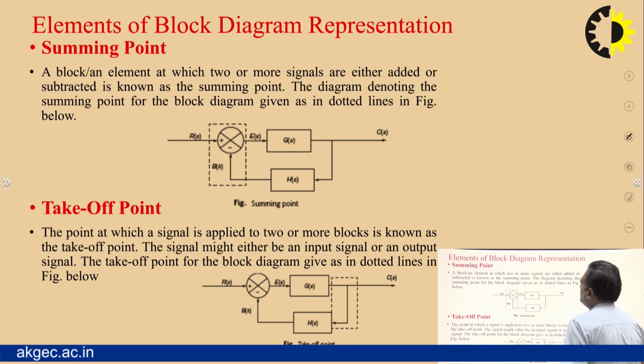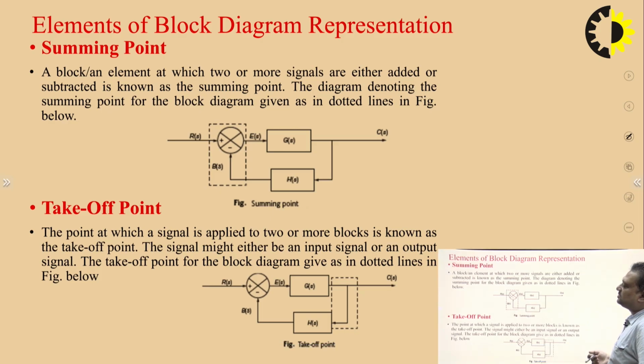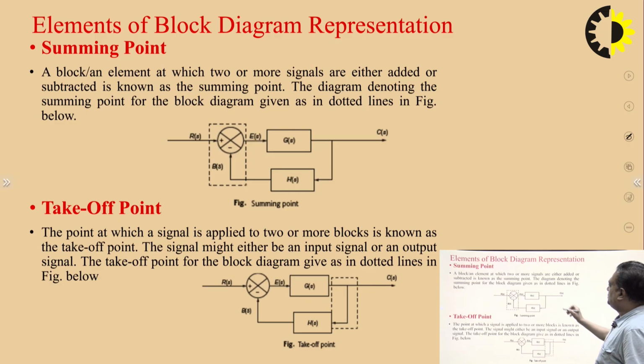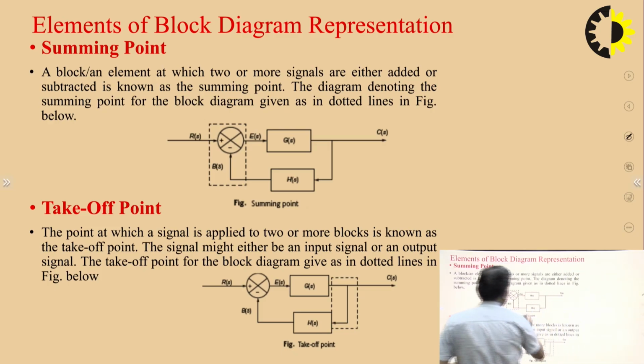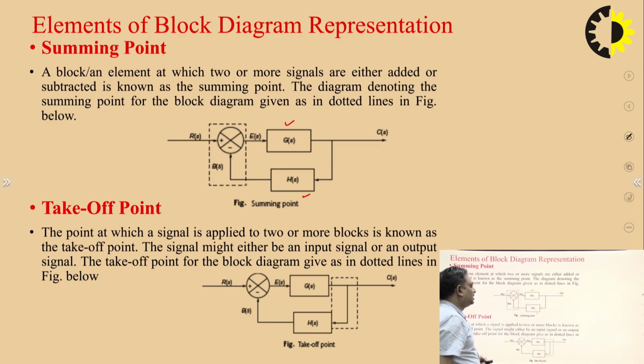Before going through the reduction part, first of all, we see the various elements that are present in a system. The first one is the summing point. You can see this block diagram where G(s) is the forward path gain, H(s) is the feedback path gain, and the element covered by this dotted rectangle is the summing point. A summing point is a point where two or more signals are either added or subtracted.